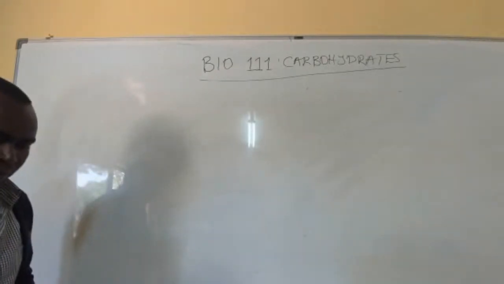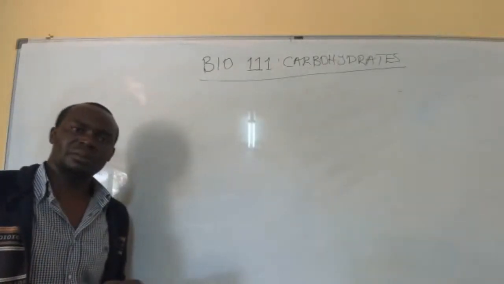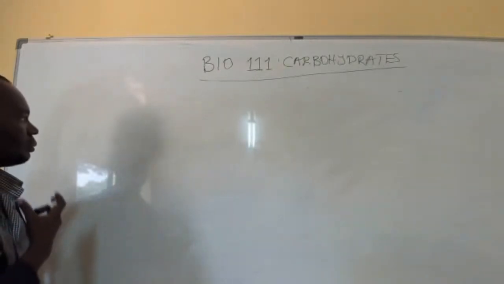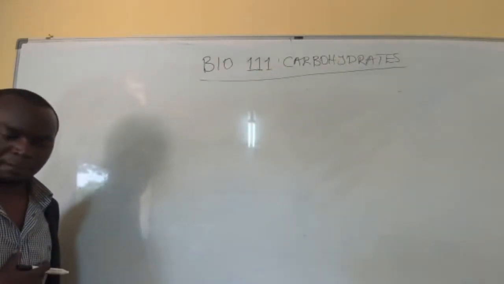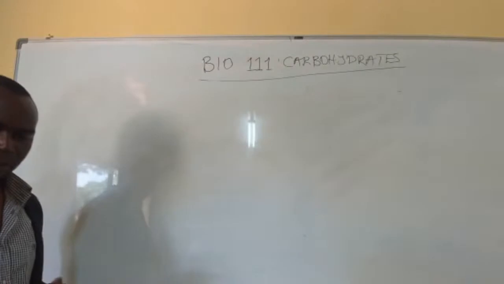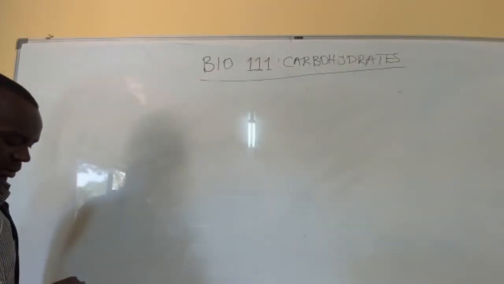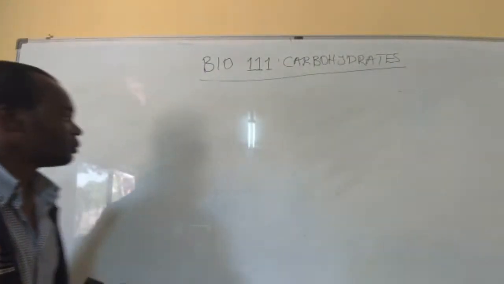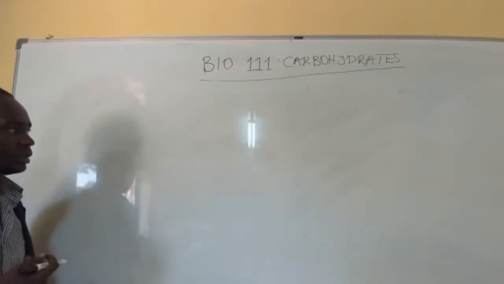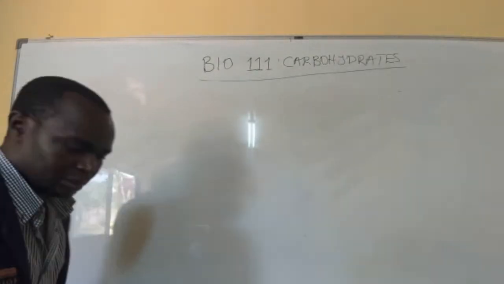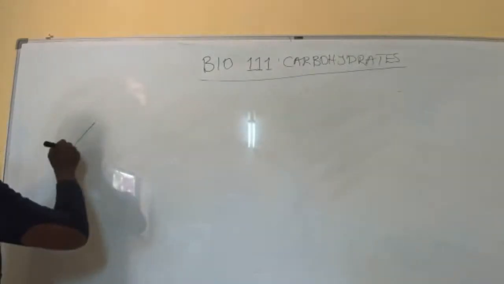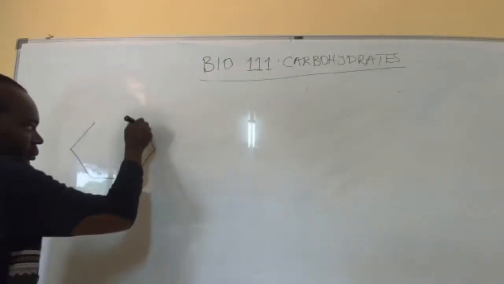Okay, a good example of a hexose sugar is glucose, whereas a good example of a pentose sugar is ribose. Now, I'm going to show you the structure of ribose, a ribose sugar.